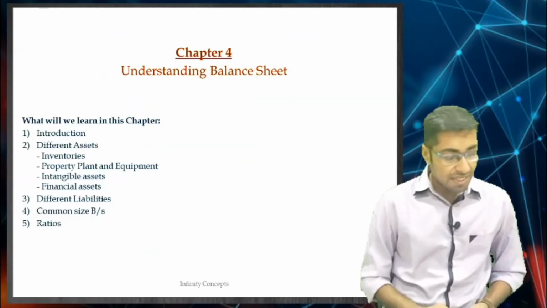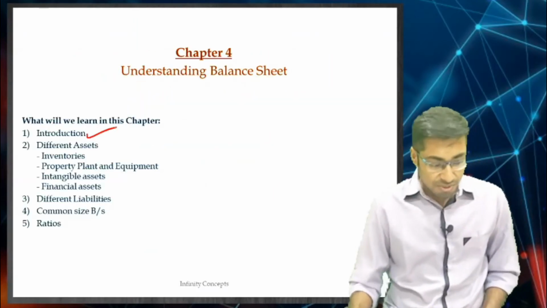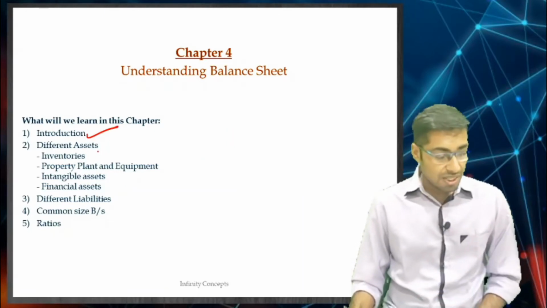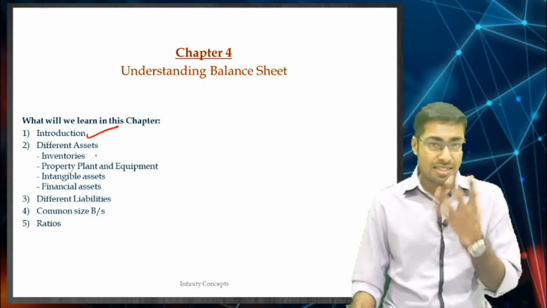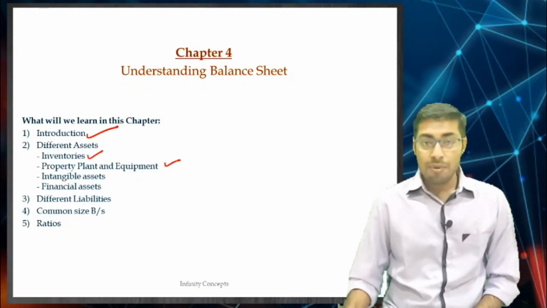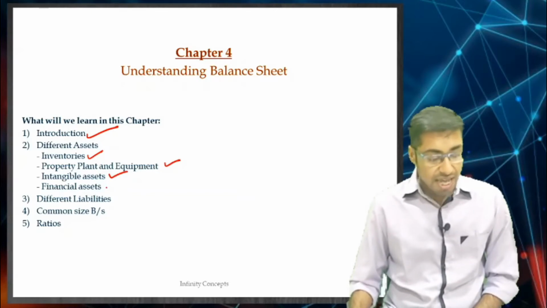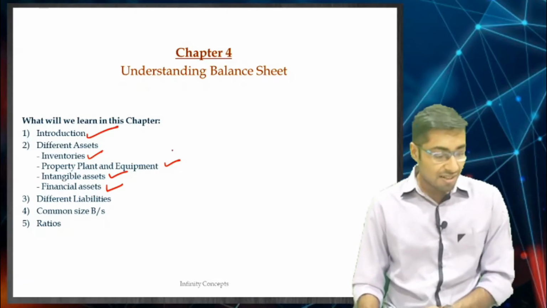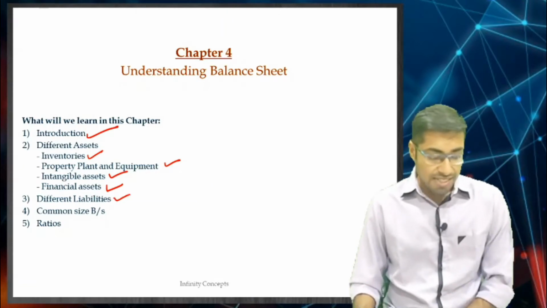We will introduce ourselves to the balance sheet, then learn the different types of assets. On the asset side, what do we have? Inventories, property, plant and equipment, intangible assets, and financial assets. These are the four things, and we will also learn the different types of liabilities.